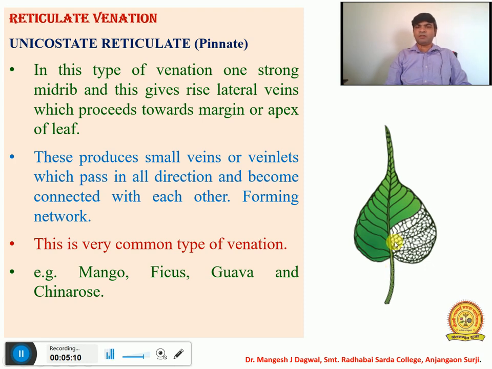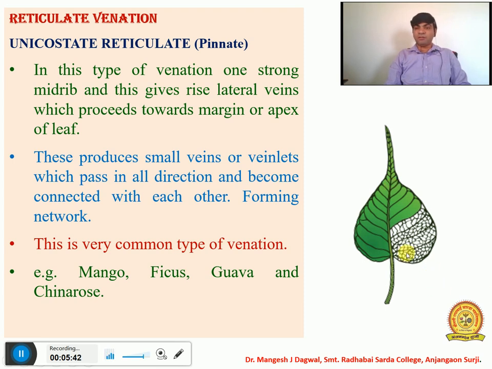Which proceeds toward the margin or the apex of the leaf. Here there is a formation of a single midrib which is very distinct, and from that there is a rise of a number of lateral veins which proceed toward the margin or toward the apex, and this forms a network-like structure. Here, a single midrib which is very distinct, that's why this is called unicostate.